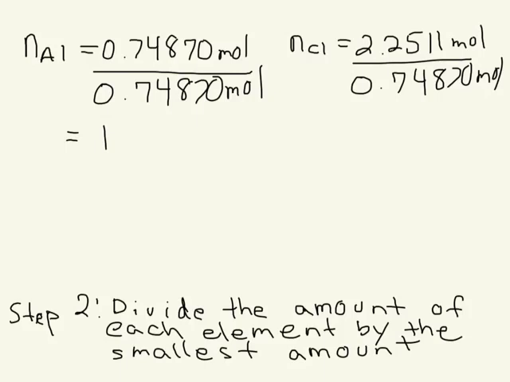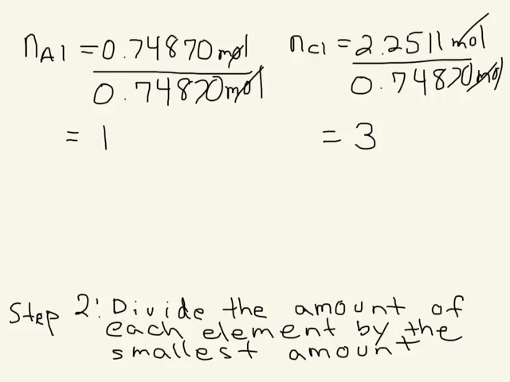Okay, so dividing the amount of aluminum by the amount of aluminum, we get 1. Now what this is going to represent is the subscript in our empirical formula. Now we're going to do the same for chlorine. Divide 2.2511 moles by the amount of aluminum. Our moles cancel out for everything, so all we're left with is a whole number. So in this case, we get a 3. Now in instances where it isn't a whole number, you're going to have to multiply it until it is a whole number, and then apply that factor to all the elements that are involved in making that compound.